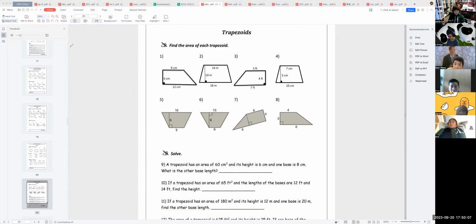So let's take a look at number 2, everybody. We're going to do what? The top line, which is 14, plus the bottom line, which is 18, and times what? 10 and divided by 2, right? So we're going to do the same thing. So 14 plus 18 equals 32, and times 10 divided by 2. So now this is a moment I want to ask you questions, okay? Do you want to do 32 divided by 2 or 10 divided by 2?